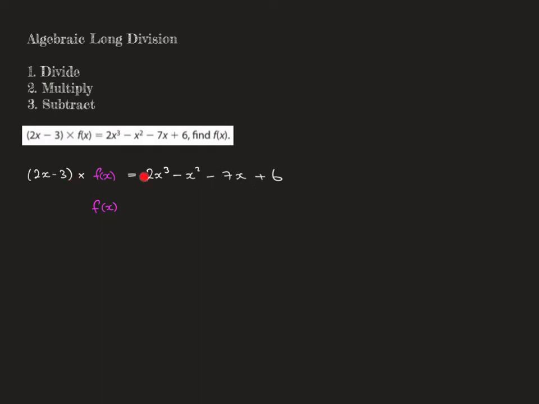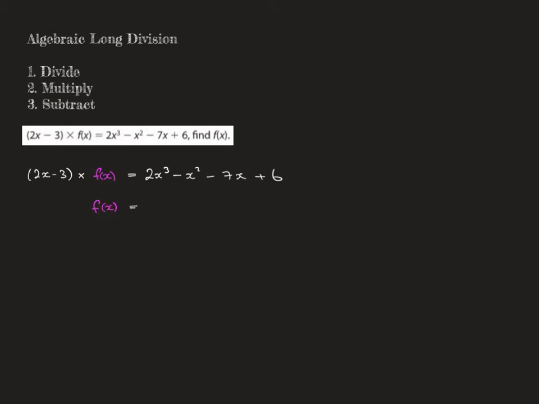So you can see here we have an equation. What's happening here is I'm multiplying f of x by 2x minus 3. So in order to get f of x by itself, I need to divide both sides by 2x minus 3. If I divided the left-hand side by 2x minus 3, this would cancel, and I'd be left with just f of x, which I have here.